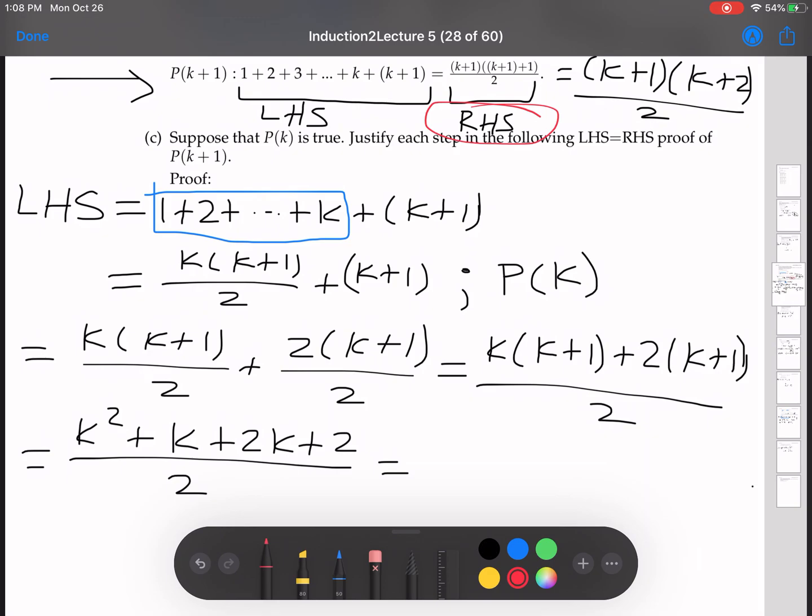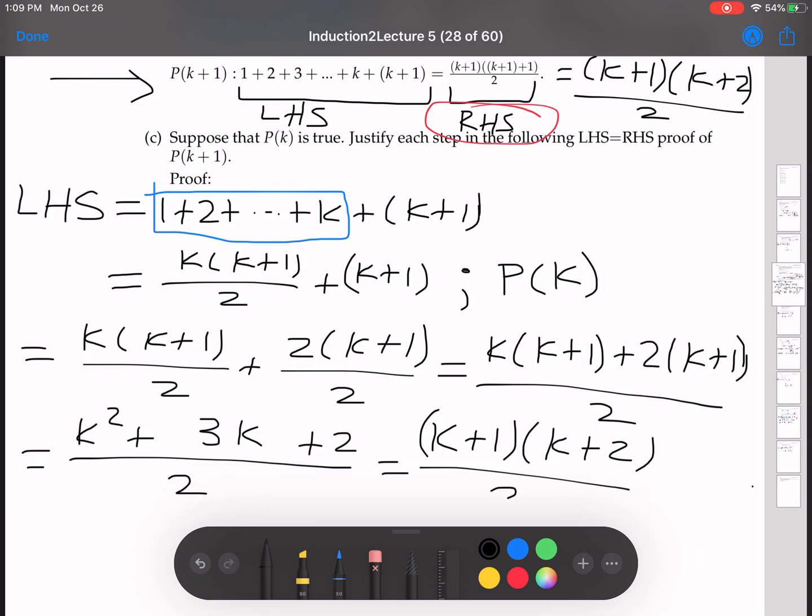And now notice that k plus 2k, I can combine like terms and turn that into 3k. So that's k squared plus 3k, since k plus 2k is 3k. And now factoring, notice that I do in fact get k plus 1 times k plus 2 all over 2, which from our work above, we can see is actually equal to the right-hand side.